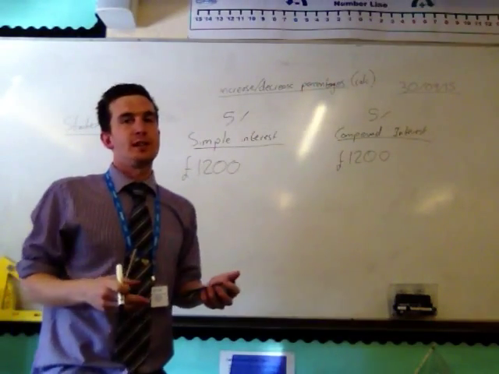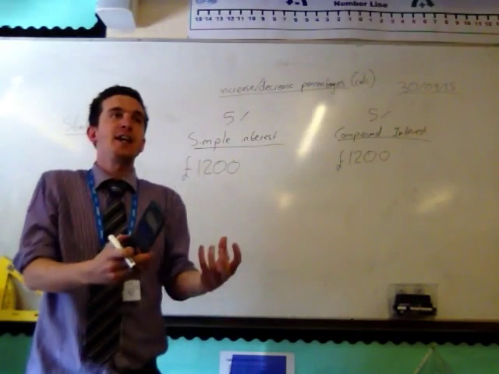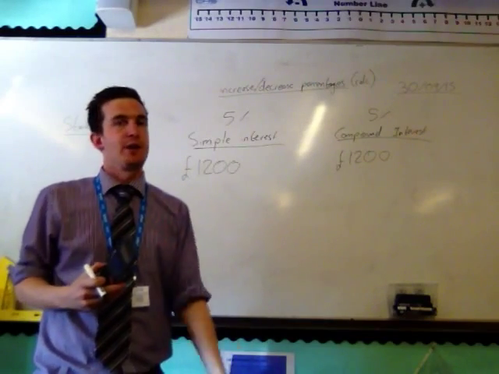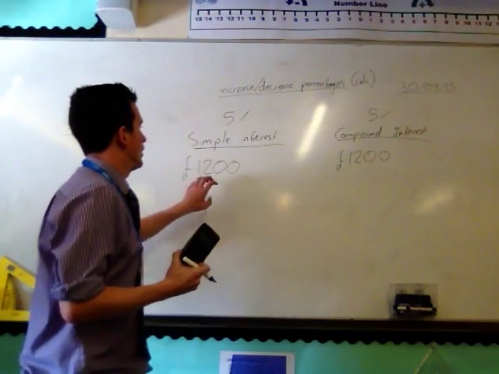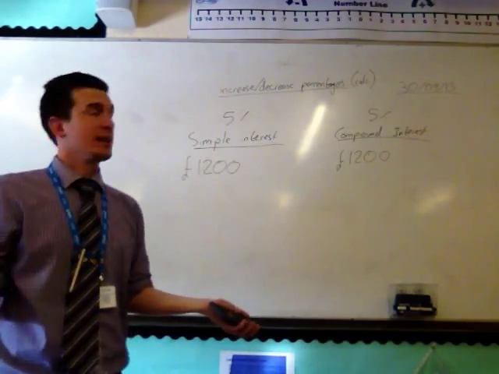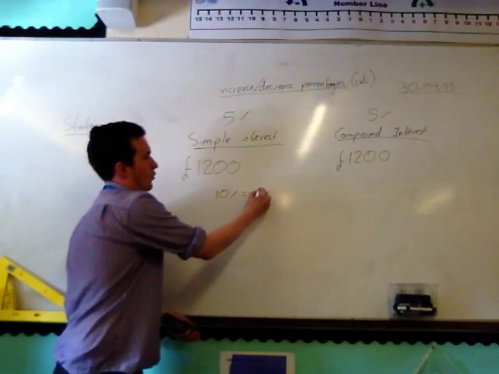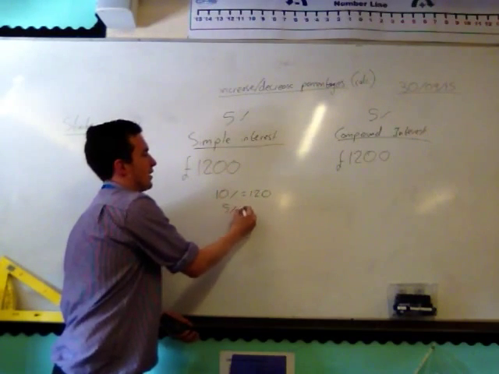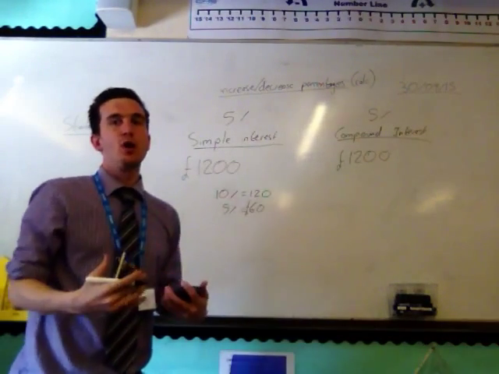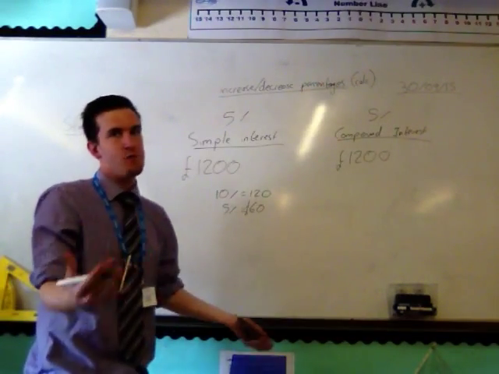So simple interest is you take what you invested, you find 5%, and you just add that on every year. That's what you get every time. So 1,200, you could even do this without a calculator. 10% is going to be 120, so 5% is £60. So this person will get £60 per year every year.